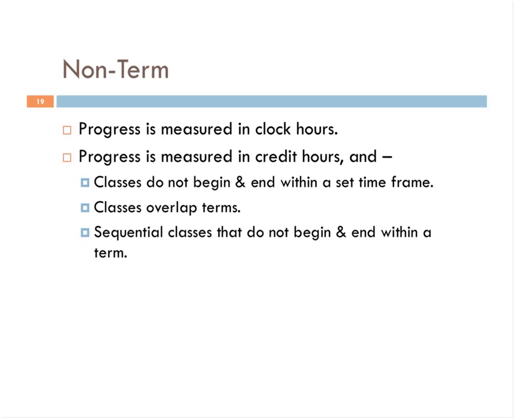Non-term. Non-term are terms, or actually periods of enrollment, where progress is measured most often in clock hours. If it is measured in credit hours, then the classes do not begin and end within a set time frame. Classes often overlap terms, and sequential classes do not begin and end within a term. So if your program doesn't meet the definition of standard or non-standard, then it's most likely going to be lumped into non-term.